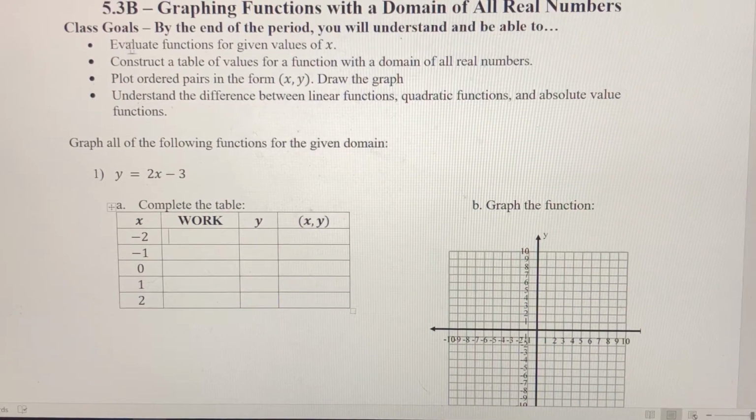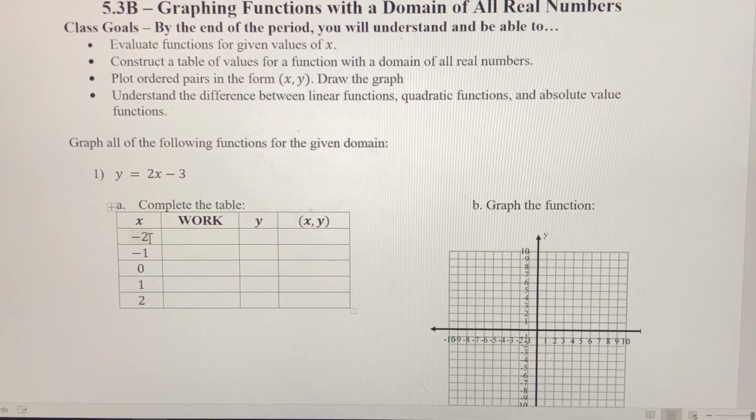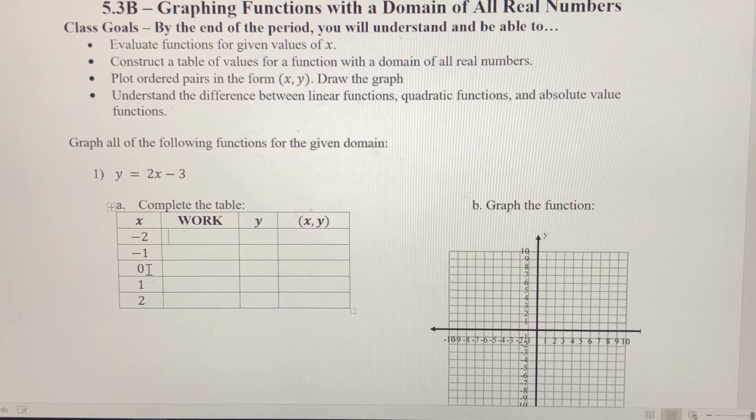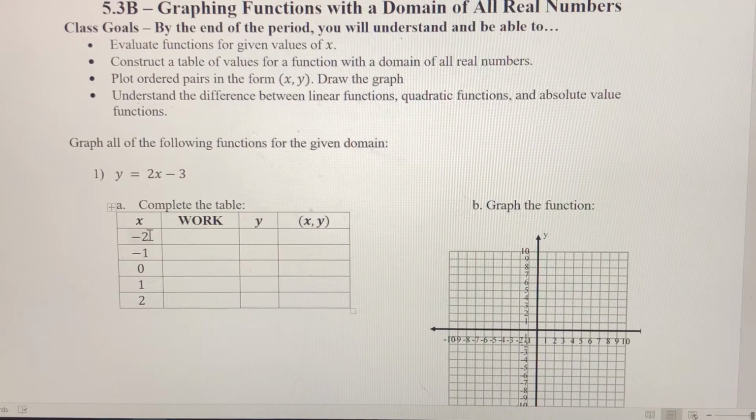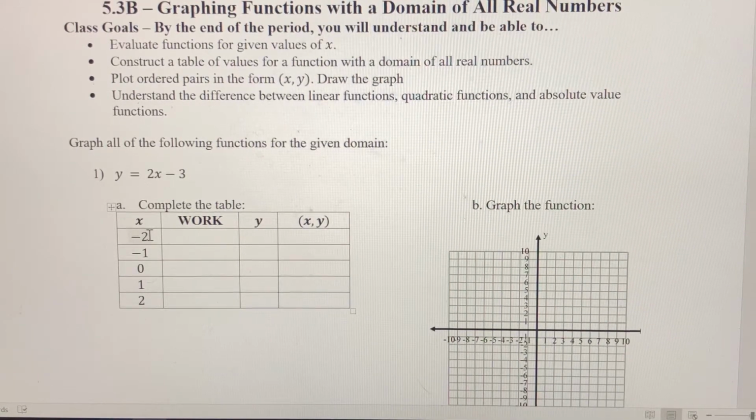All right? So the goals here, we're going to evaluate functions for given values of x. I've chosen these 5. It doesn't matter what values for x you use. You're still going to get the same line. But I've chosen these 5, a couple negatives, a couple positives, and 0. For now, we're going to use 5 values for x to get our graph. As we get better and better at this, we only need really 2 points to draw a line, but for now, we're going to do these 5.